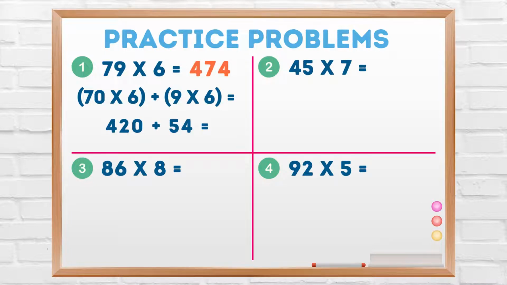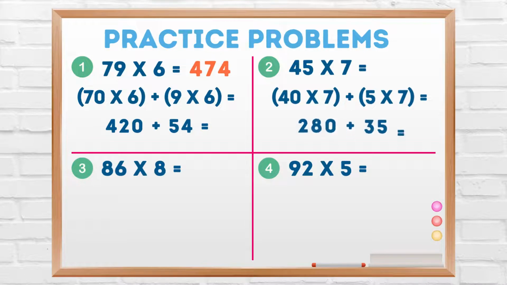Moving on to practice problem 2. We break up 45 and multiply 40 by 7 and 5 by 7. 4 times 7 is 28, so 40 times 7 is 280, and 5 times 7 is 35. Then we add the products together. 280 plus 35 is 315, so 45 times 7 is 315.